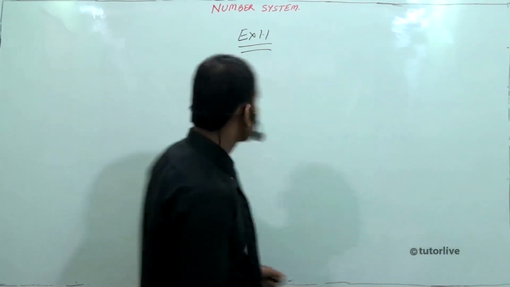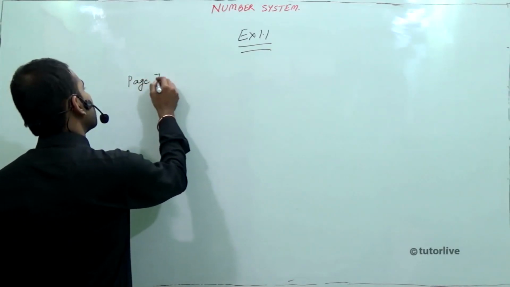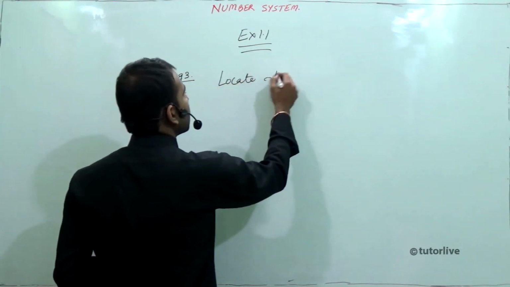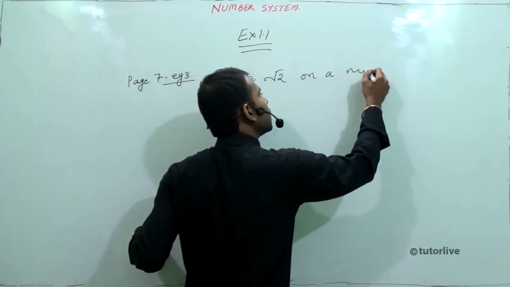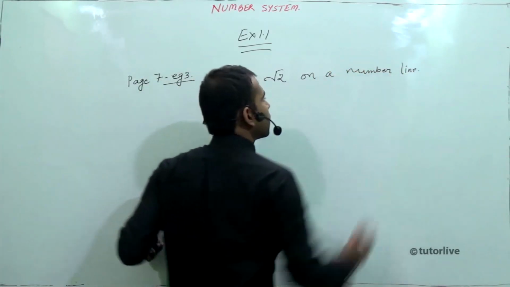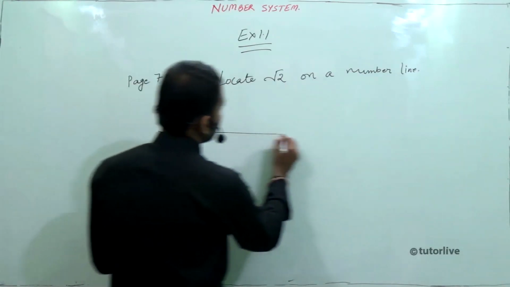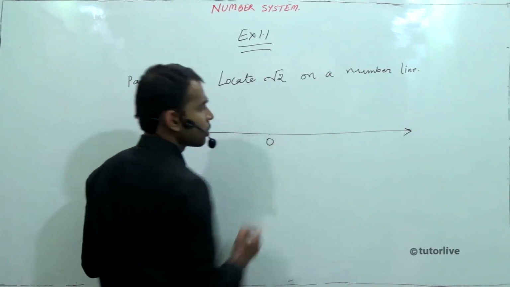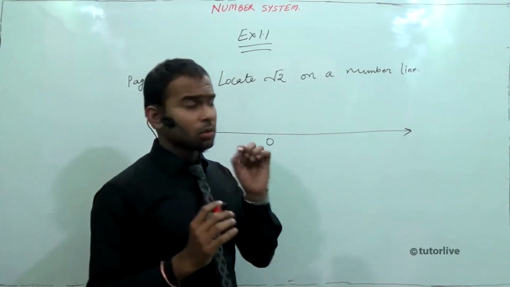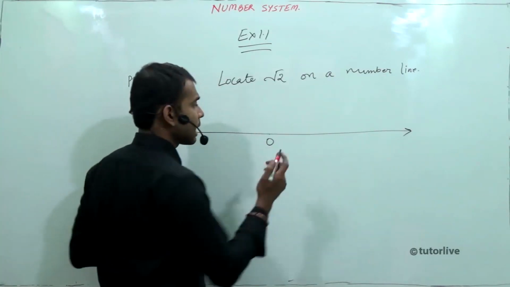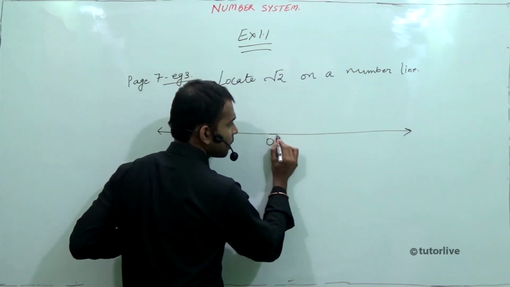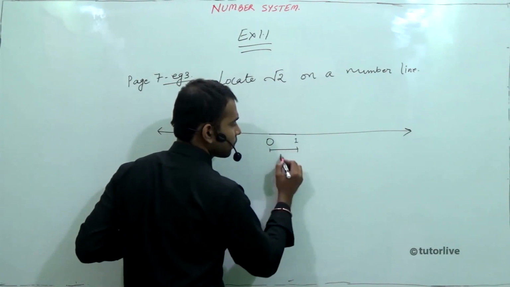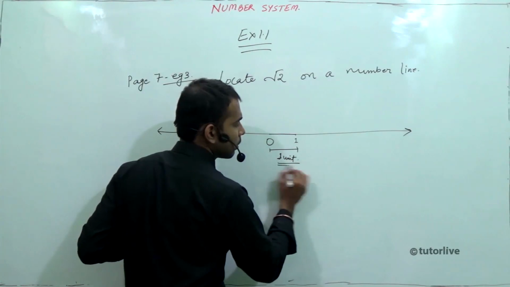Coming to page number 7, example 3. Locate root 2 on a number line. What we do is that we draw a straight line. Of course, take your scale, you draw. Mark any point. Let's say this point is the origin, 0. With the help of a ruler scale, you mark 1 centimeter, just 1 centimeter. This is 1 centimeter from it, 1 unit.